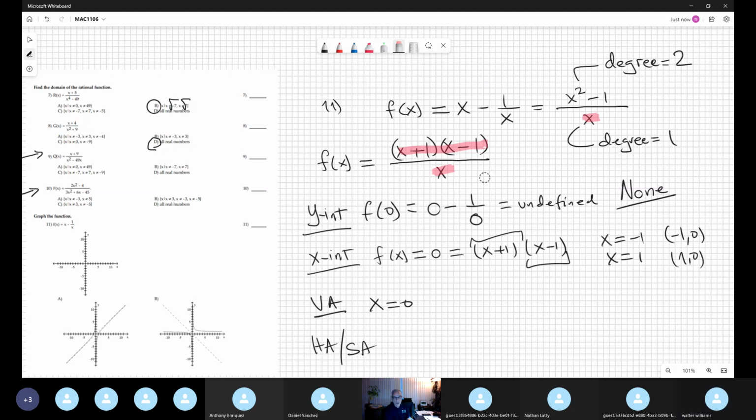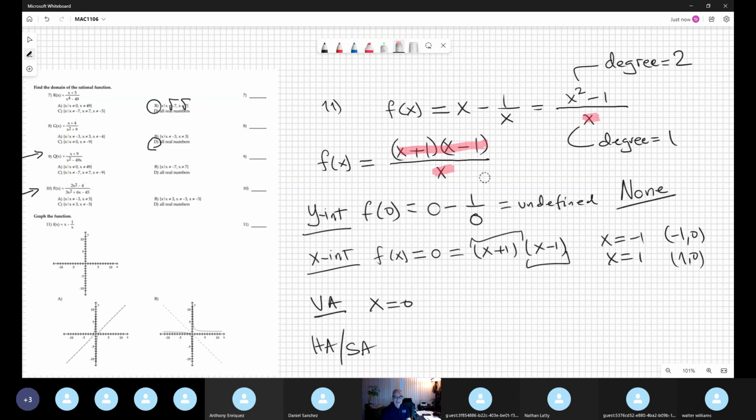We have a horizontal asymptote in two situations. Situation number 1: same degree. Situation number 2: the degree of the denominator is bigger than the degree of the numerator. It's obvious that these situations don't apply in this example, because the degree of the top part is 2, which is greater than 1. So actually we have a slant asymptote.